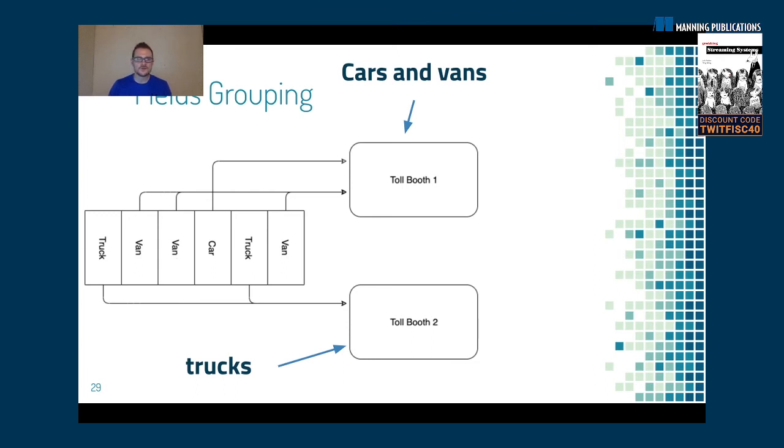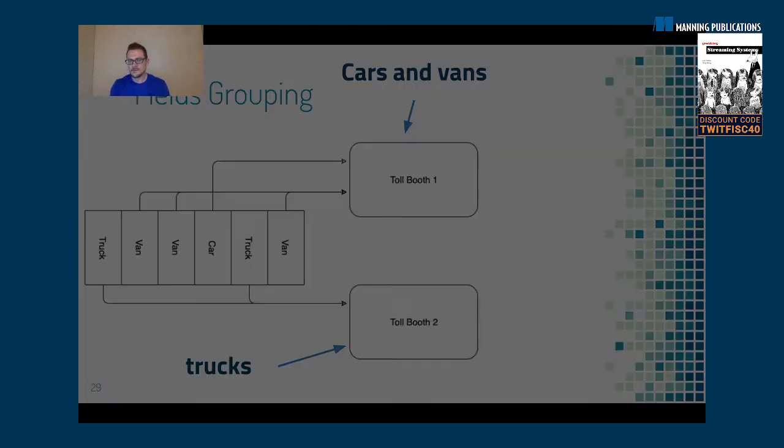And then you can also see that a car is also routed to toll booth 1. If there was another car in this queue, it would also be routed to toll booth 1. And then trucks are always routed to toll booth 2. Why? I'll get into it. Hashing.